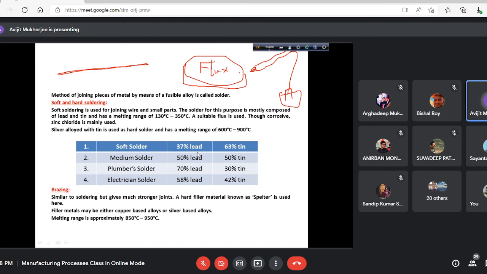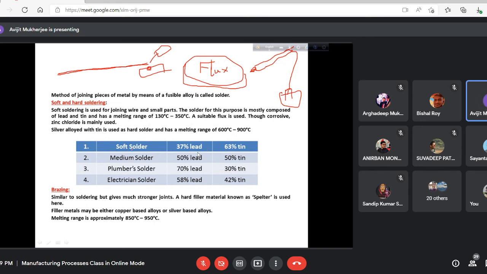Now it is heated first, dipped into the flux, and then it is placed under this heated tip, so that it will be melted. Say this is to be joined. So this heated solder tip mixed with this flux is placed here, and then this will be melted and deposited here. So in case of soft solder, where soft solder means a fusible alloy material, they contain only lead and tin.